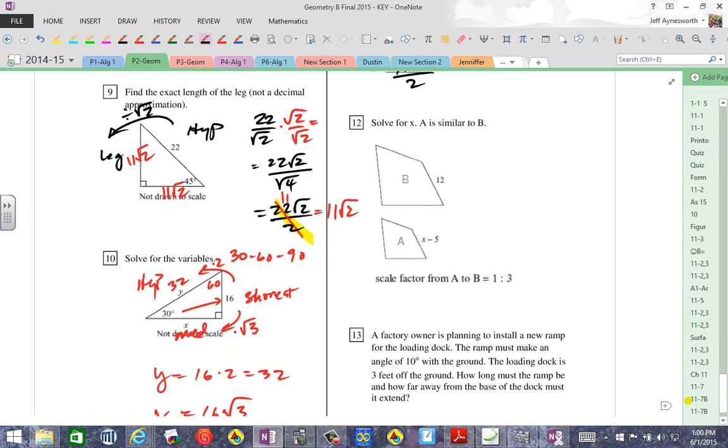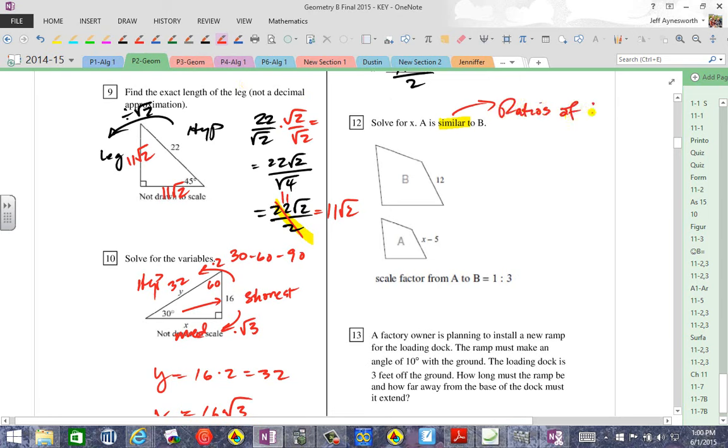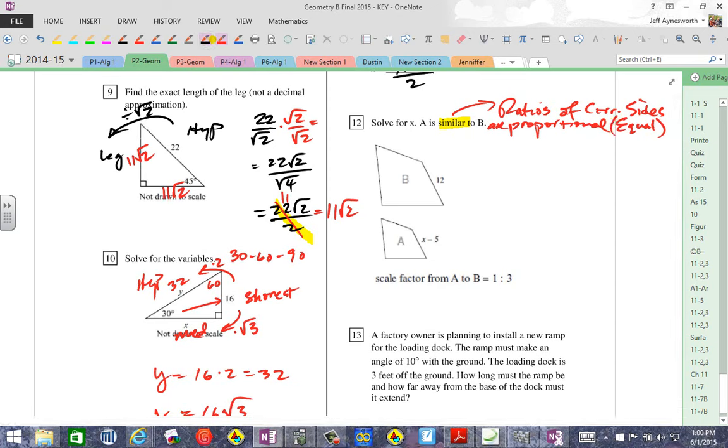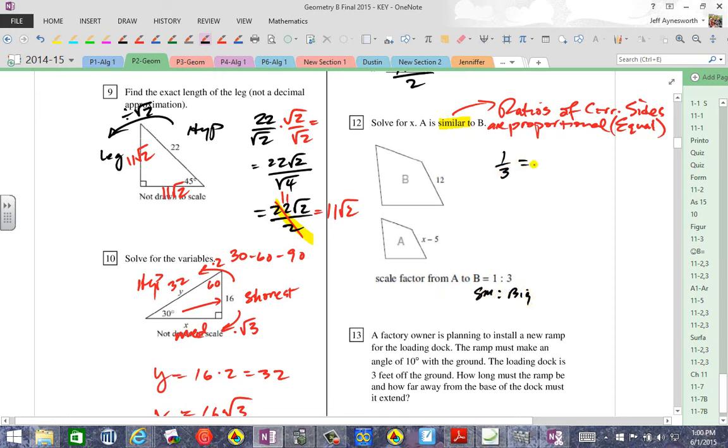All right, number 12. We got a similarity problem again. A lot of chapter 7 here. So that tells me that ratios of corresponding sides are proportional. What does that mean? Well, it means they're equal. All right, so you take the scale factor, or the similarity ratio of 1 to 3. This is a small to big ratio, obviously. So 1 to 3 is proportional to the ratio of corresponding sides, which is x minus 5 to 12.